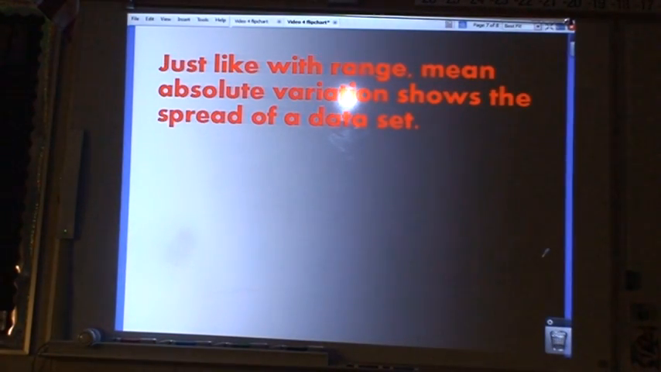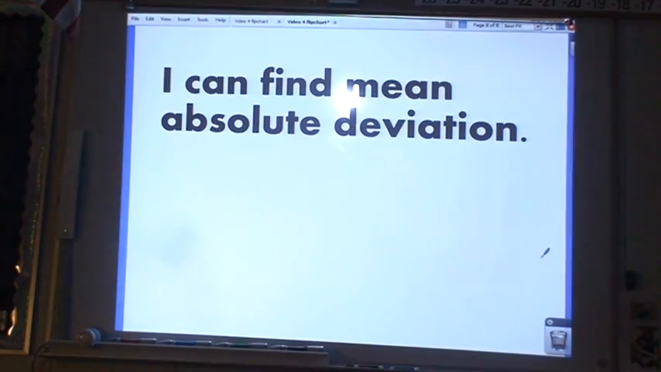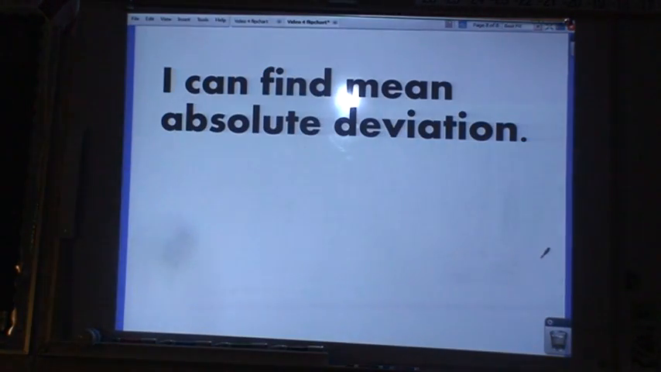Just like with range, mean absolute deviation is one way to show the spread of data. So in addition to range, we could also use the mean absolute deviation to show the spread of data. Hopefully, even though you might be a little overwhelmed, you feel like you can find the mean absolute deviation.